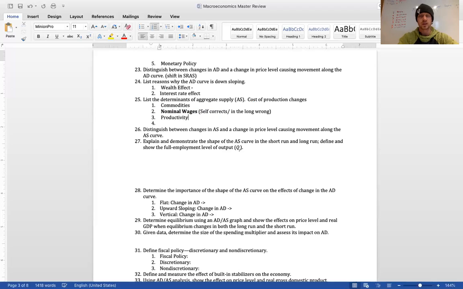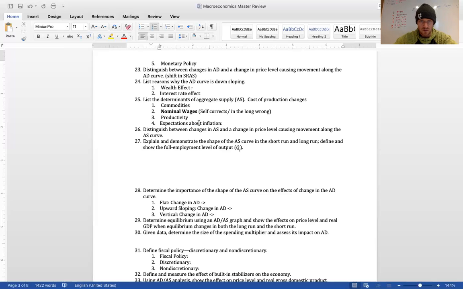Productivity is another one. If your workers become more productive, you can make more for the same amount of money. And the last one is expectations about inflation. If you expect inflation to come, that's going to increase the cost of your production. You're going to produce less. If you expect inflation to go down, that's going to decrease the cost of production, and your short run aggregate supply will shift left. 26 is the same as 23.